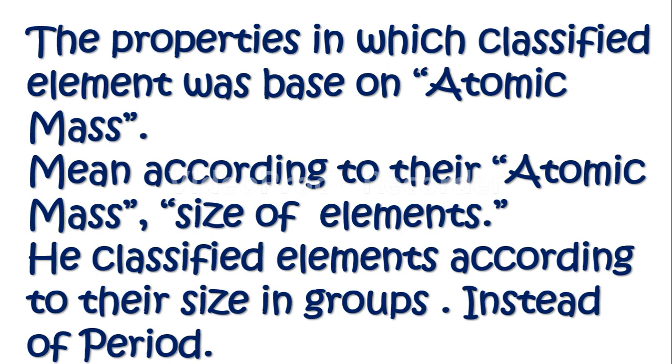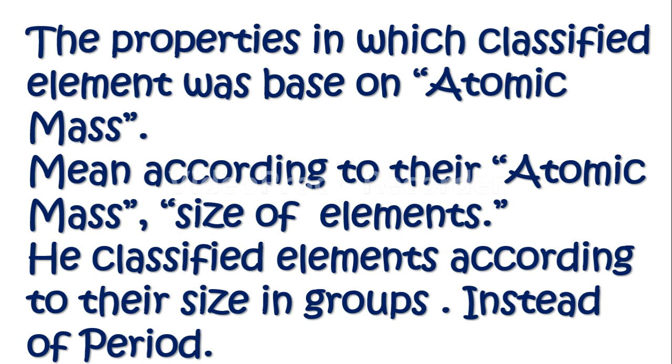What do you mean by atomic mass? It means the size of the element. Understand? He classified the elements in groups instead of periods. When we move from left to right in a period, the atomic mass decreases. He classified the elements in a group, from top to bottom, and the atomic mass increases when we move from top to bottom. So he classified the elements in ascending order, from smaller to larger.